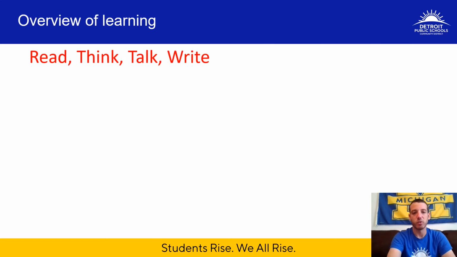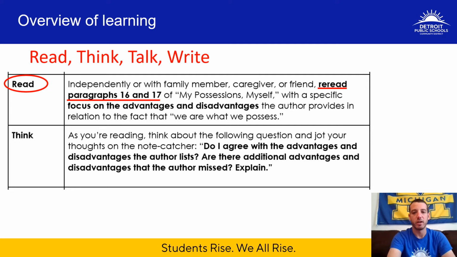Let's quickly discuss the read, think, talk, write protocol for today. For the read section, you're going to focus on rereading paragraphs 16 and 17, and you're going to look for the advantages and disadvantages that the author provides in relation to the fact that we are what we possess. So those 2 paragraphs are where the advantages and disadvantages are introduced, and you're going to reread them and focus on those advantages and disadvantages.